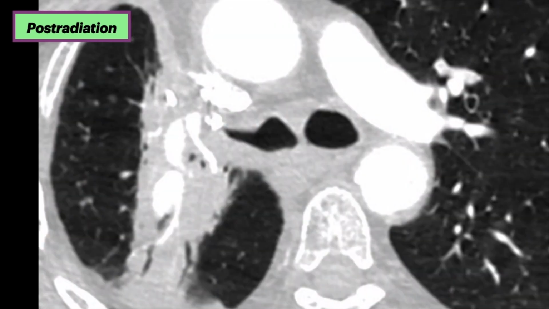The next few cases are those of post-radiation changes. This axial CT of a patient treated for right upper lobe lung cancer with radiation shows marked right upper lobe volume loss with intrinsic vascular crowding and bronchiectasis. The resultant architectural distortion can be characterized as cicatricial atelectasis, which we'll discuss in future videos.